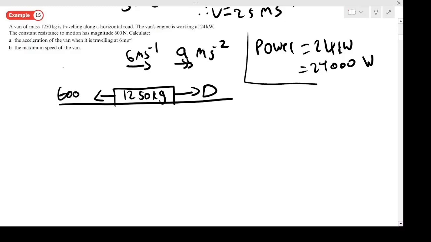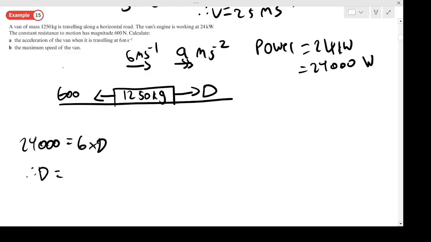Hopefully you're with me up to here. Again, I'm going to look at my power equation. Power P is driving force times speed, and I know my speed, it's 6. I also know my power is 24,000, so 24,000 equals 6 times D. Then I can find my driving force: divide by 6, I get 4,000. I can add that onto my diagram to make it easier to visualize.